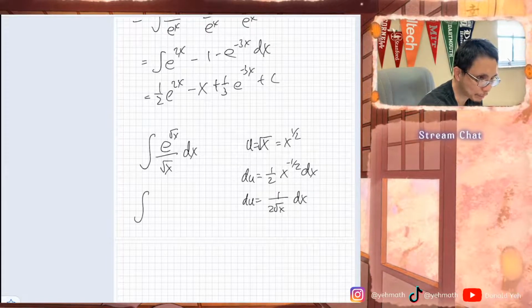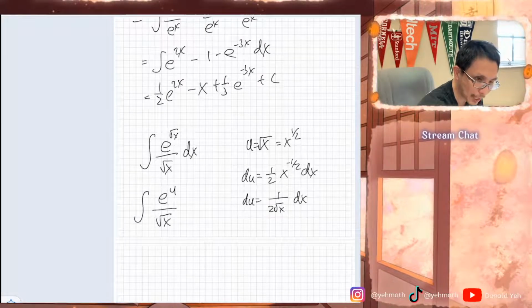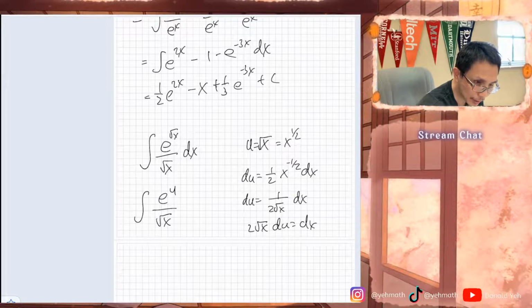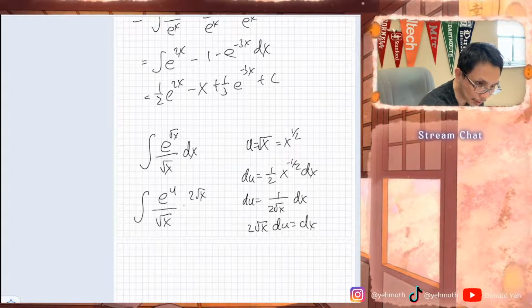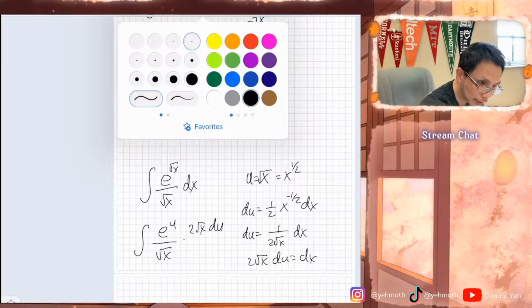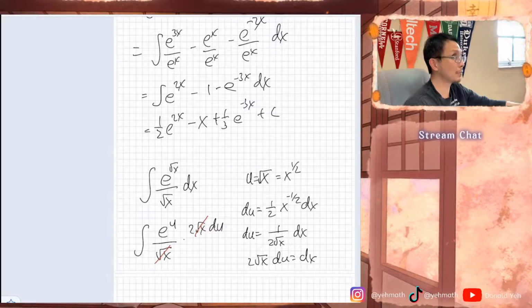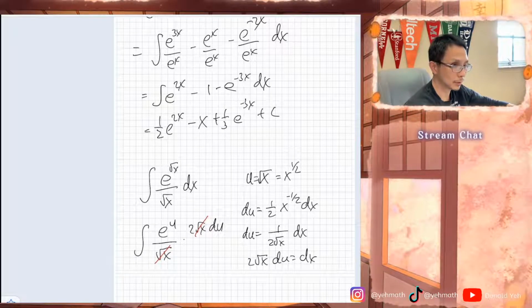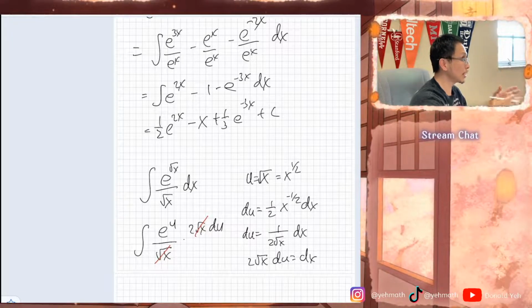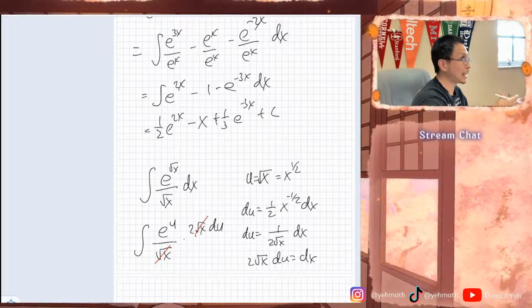Does that make sense? e to the u, square root of x. Now dx, if I move to the other side, 2 square root of x du equal to dx, then that's going to be 2 square root of x du. How nice. This cancels out perfectly. So always plan something before you make the move. Always plan something. If I set u equal this way, is that going to help me solve the problem first? Is there anything I can cancel?